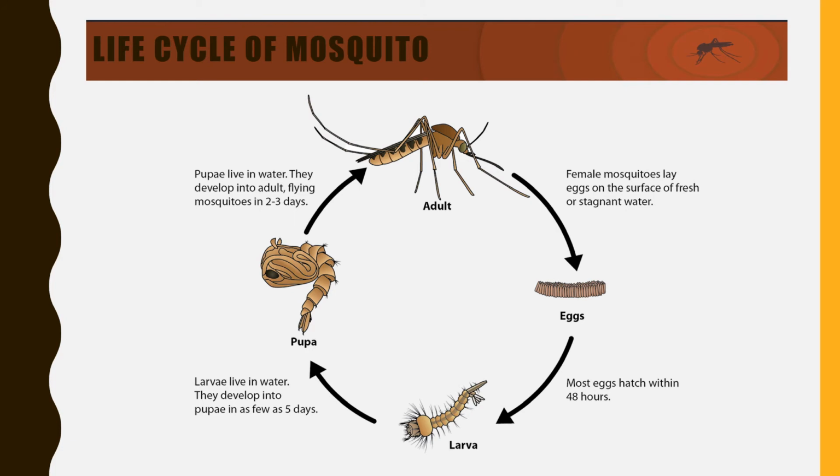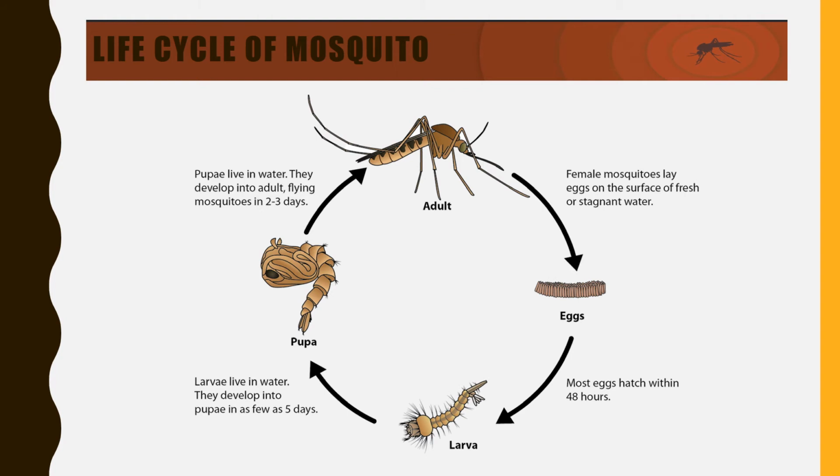After about a week, the larva molts for the last time and develops into a pupa. They are commonly known as tumblers, as they are very active in comparison to the pupae of other insects. It always swims with the help of its paddles. It does not feed at all, as it does not possess mouth parts. It respires with the help of respiratory trumpets.